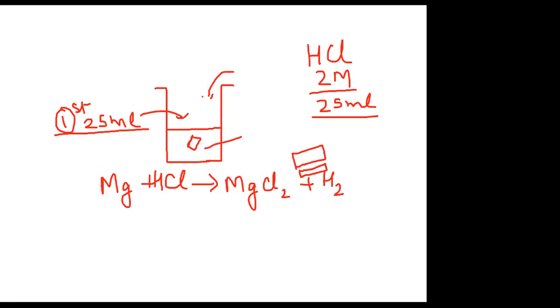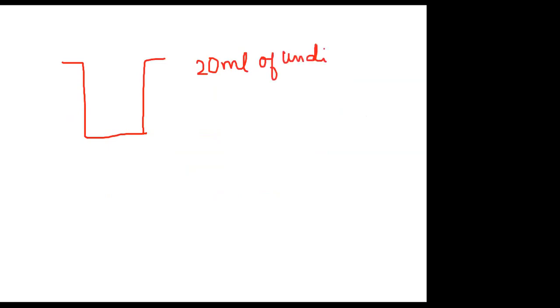For the next reading, I will just erase this out and show you. You will take the same beaker, all right? And in the same beaker, you will now take 20 ml of undiluted acid. Which acid? The one which has been provided to you. So you will take 20 ml of undiluted acid, and to this you will add 5 ml of distilled water.